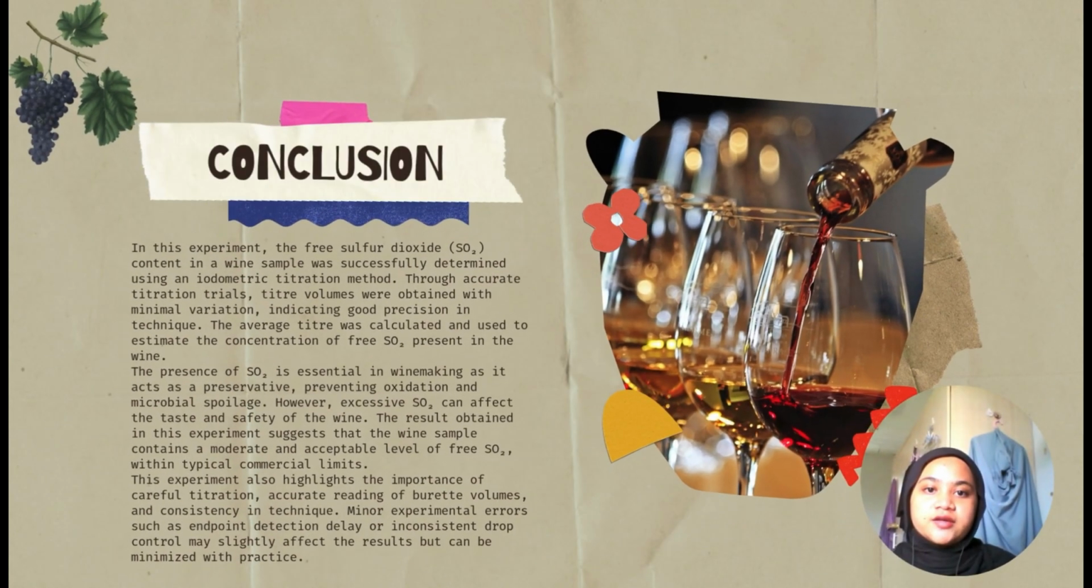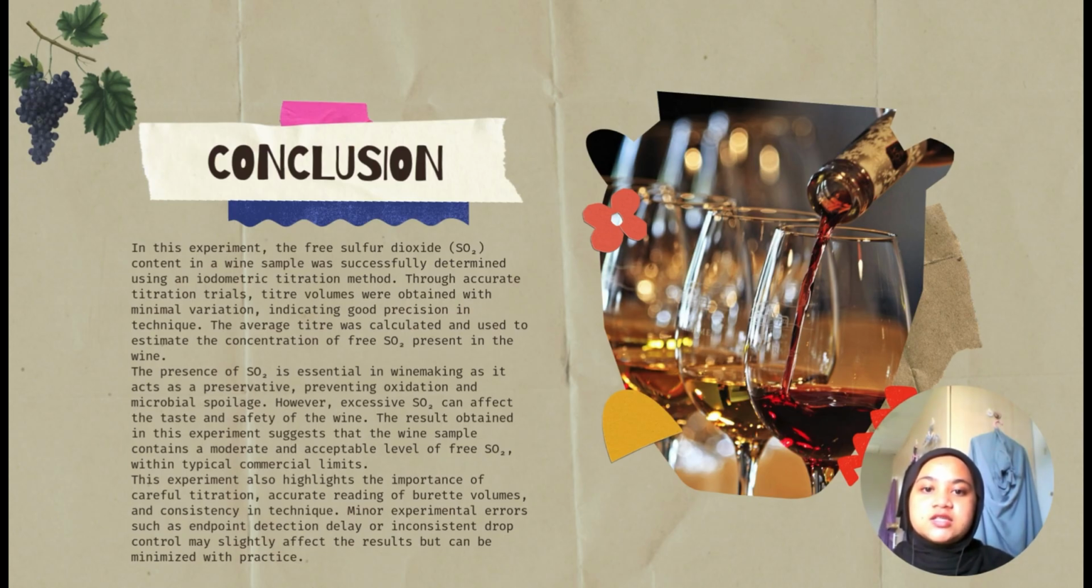In conclusion, the free sulfur dioxide content in a wine sample was successfully determined using an iodometric titration method. Through accurate titration trials, titer volumes were obtained with minimal variation, indicating good precision in technique. The average titer was calculated and used to estimate the concentration of free SO2 present in the wine. The presence of SO2 is essential in winemaking as it acts as a preservative, preventing oxidation and microbial spoilage. However, excessive SO2 can affect the taste and safety of the wine.